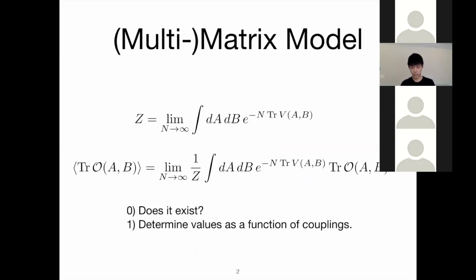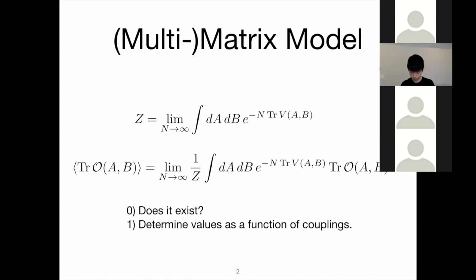For our purposes, a multi-matrix model, in this case we have just two matrices, is defined by an integral of this form, where V is some polynomial in A and B, and the measure here is the uniform measure over all Hermitian matrices. More generally, we want to consider expectation values of some observables, which are also polynomials in A and B, the random matrices.